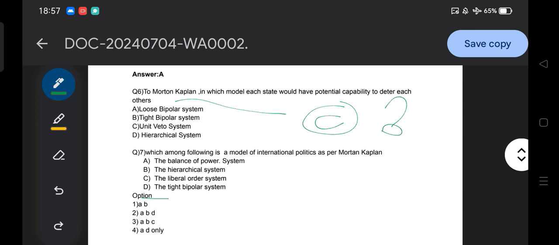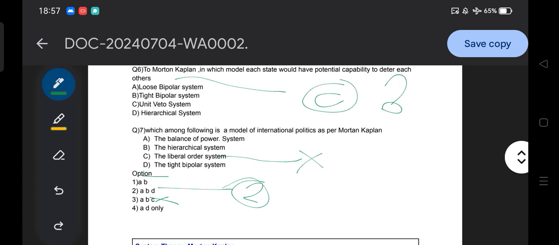Here you have to eliminate the liberal order system, option C. Wherever option C appears, eliminate it, and option 2 is the answer. Very nice. Question number 7, option 2 is the answer. So this is all about the questions in our store with respect to decision making theory, along with system theory and game theory.